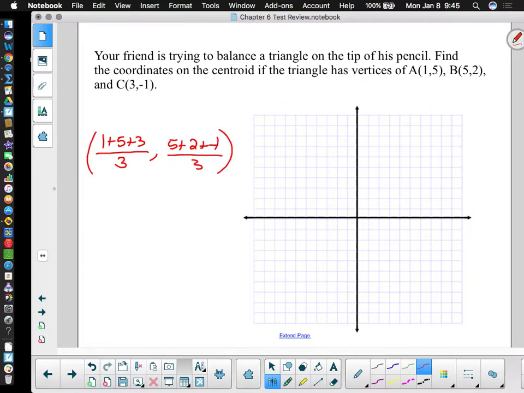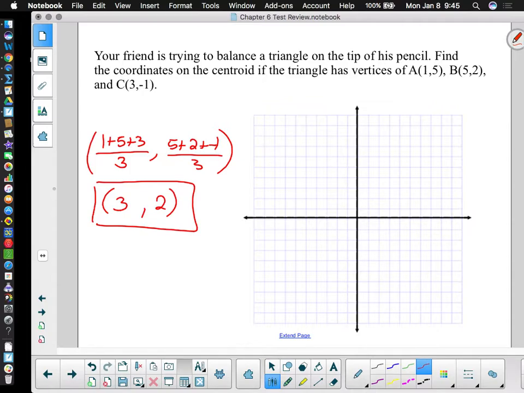over 3. Now 1 plus 5 plus 3 is 9, 9 over 3 is 3. 5 plus 2 plus negative 1 is 6, 6 over 3 is 2. It says my centroid should be at (3, 2).